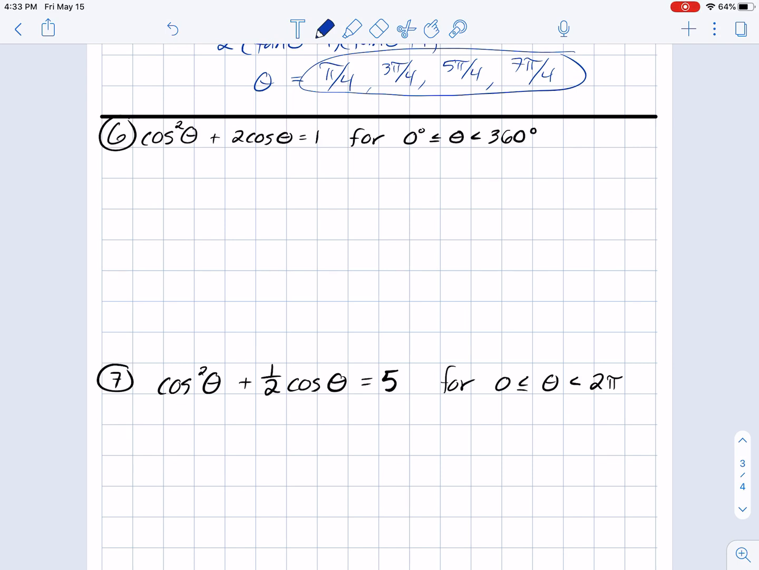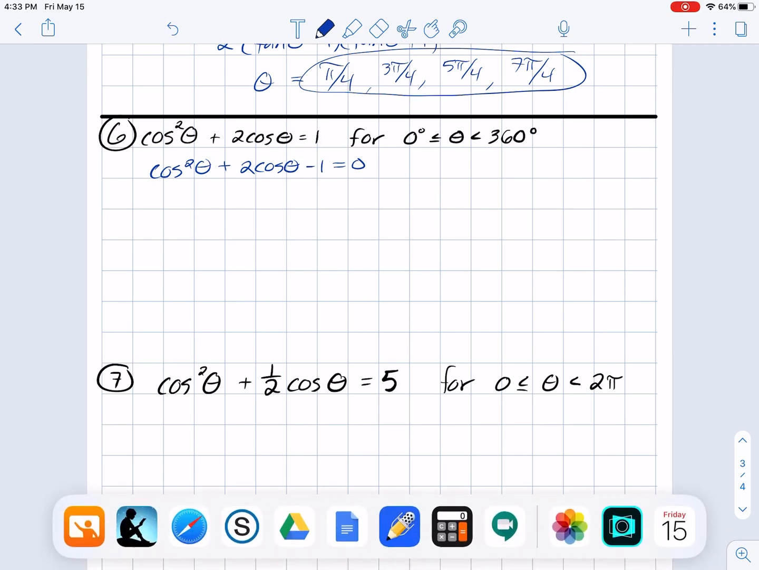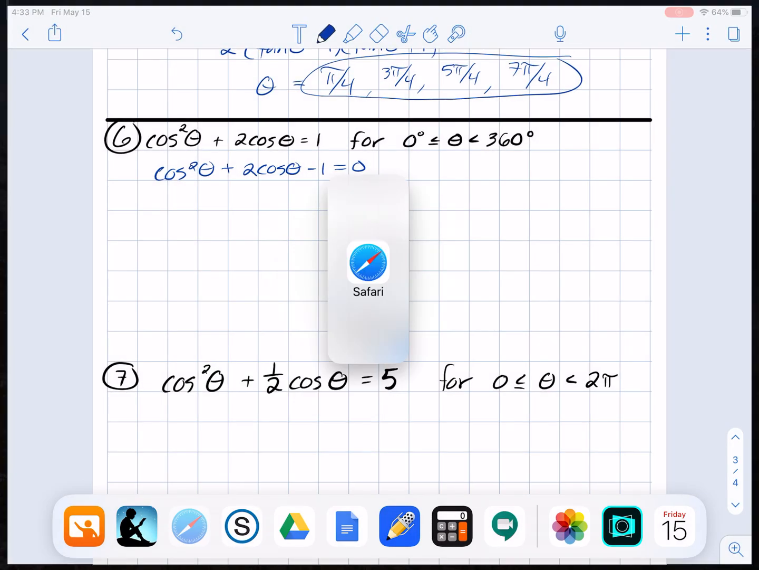Okay, if we're following our steps, we get cosine squared theta plus 2 times cosine of theta minus 1 equals 0. Because you can't factor, you're going to need a calculator, so I'm going to pull that up if I can.